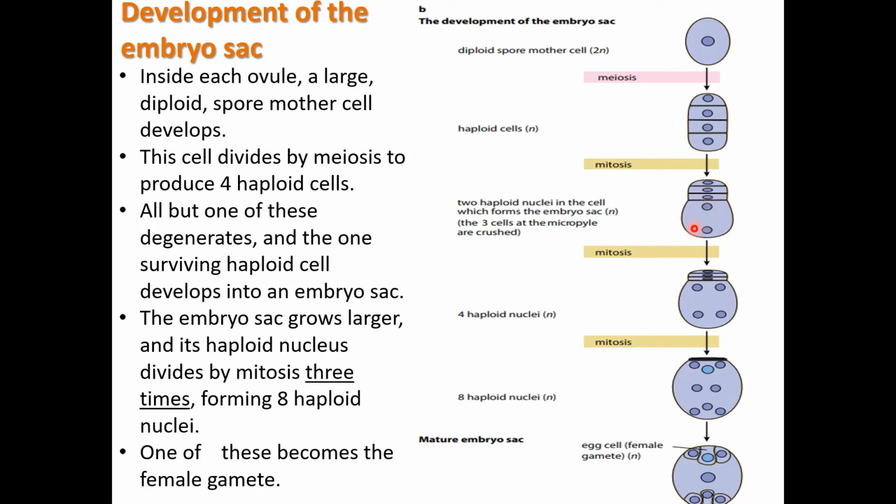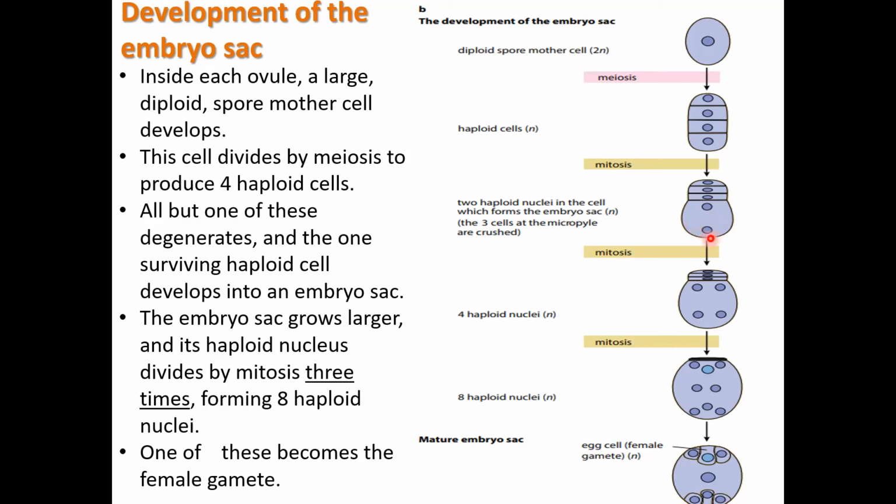But the 4th one would actually undergo mitosis, and we have now a haploid cell which has 2 nuclei. Again, cytokinesis does not occur, right? But we have 2 haploid nuclei in the cell, right? So this forms the embryo sac. And the 3 cells here, with this part here not being the micropyle, they are crushed, they are degenerated, right? So this is the one surviving haploid cell. And this haploid cell actually then develops into an embryo sac.